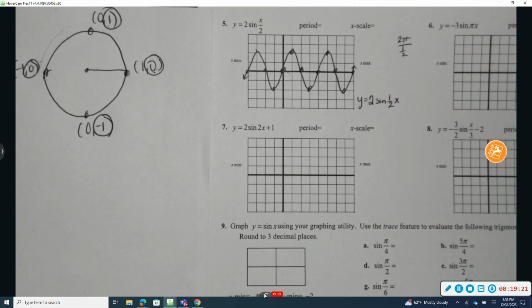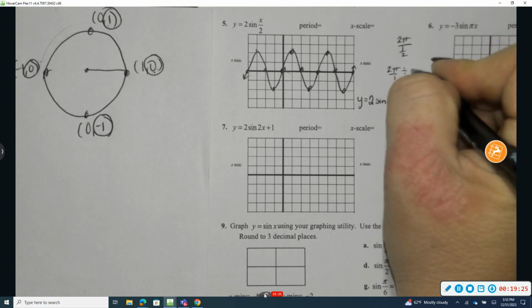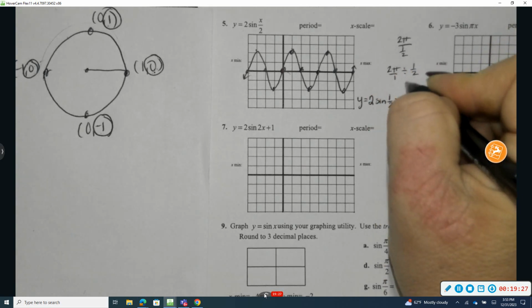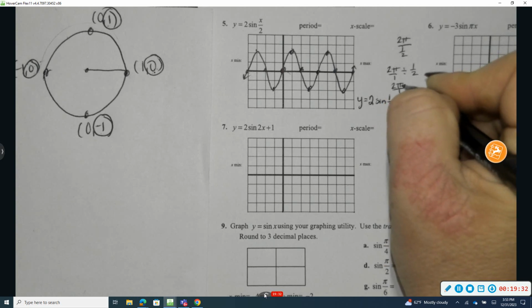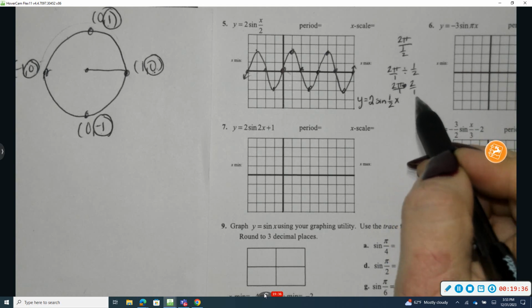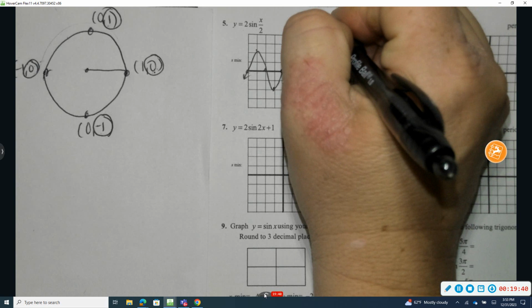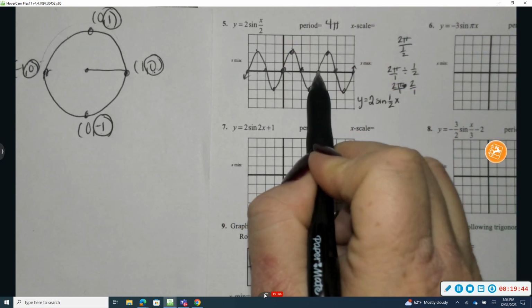Now I prefer when I divide these to write it horizontally. So 2 pi over 1 divided by 1/2. Division turns to multiplying. I'm going to keep the first number in place, and I'm going to take the reciprocal of the second number. 2 pi over 1 times 2 over 1 gives us a value of 4 pi. So from here to here is a distance of 4 pi.